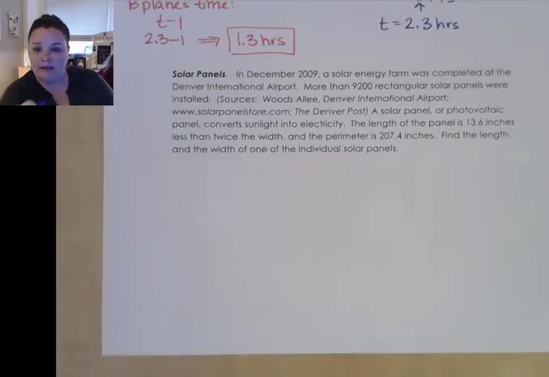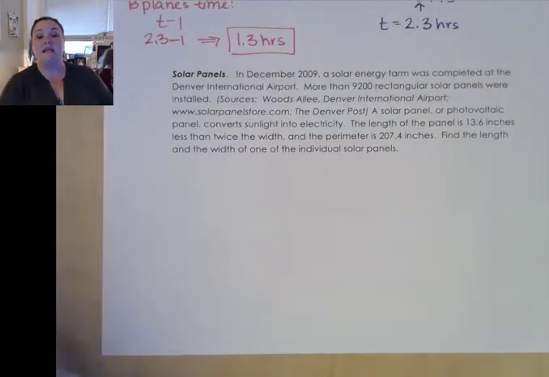A solar panel, or voltaic panel, converts sunlight into energy. The length of the panel is 13.6 inches less than twice the width, and the perimeter is 207.4 inches. Find the length and the width of one individual solar panel.